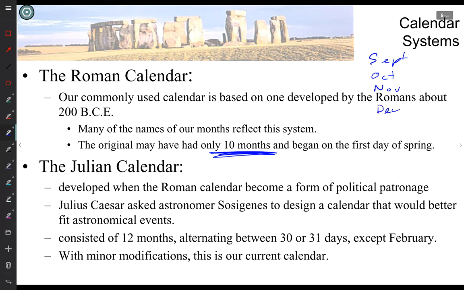What does the prefix sept mean? 7. The prefix oct? 8. Nov? Dec? Right? Those months are just named the 7th month, the 8th month, the 9th month, and the 10th month. Of course, September is actually our 9th month and so on. So the names don't match where they come in our calendar.